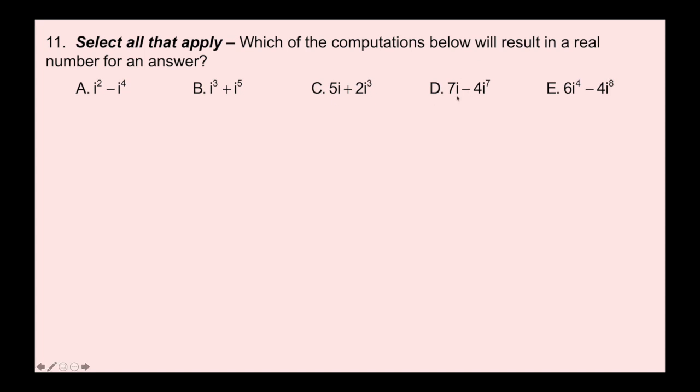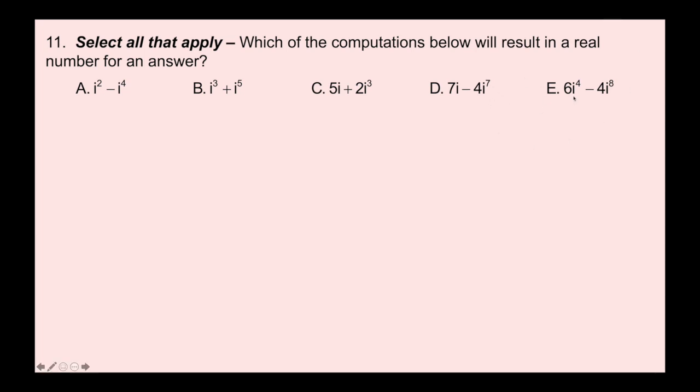For D, I'm going to have 7i, and then negative 4 times i to the 4th times i to the 3rd. The i to the 4th part is going to turn into a 1. The i to the 3rd part is going to be a negative i. So this is going to turn into a positive 4i here. But either way, we won't be able to cancel our i's in this one. So this is going to stay imaginary.